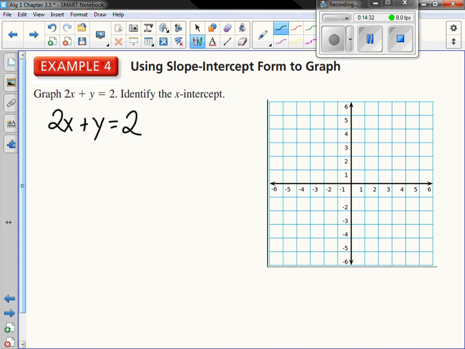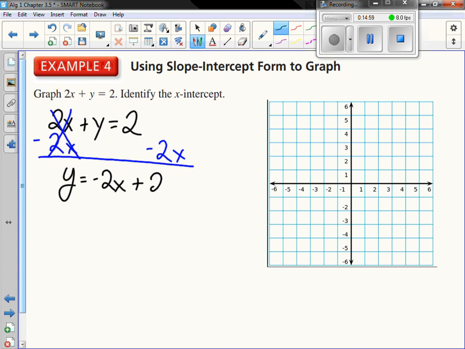Now is 2x plus y equals 2 in slope-intercept form? Is it in the form of y equals mx plus b? Well, no, y needs to be by itself and it needs to be positive, yes? So how can I get the y by itself? I would do what to both sides? Because 2x minus 2x will cancel out, and we get y is equal to negative 2x plus 2.